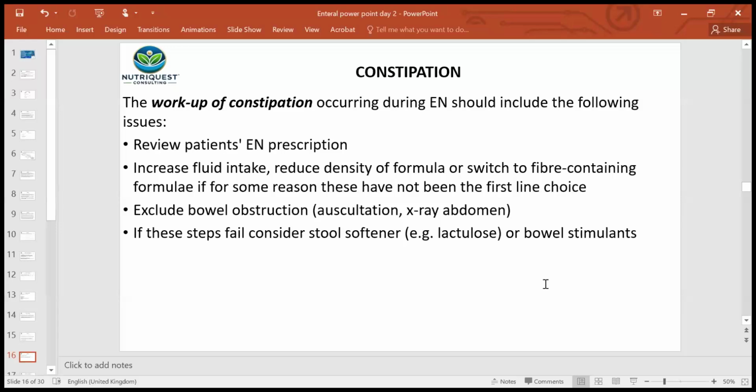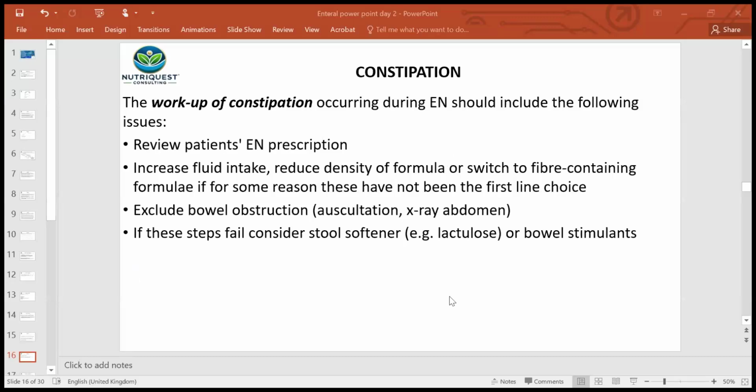Exclude bowel obstruction. This you can do through auscultation. When you have the stethoscope, by the way, do we know how to use stethoscopes to check bowel sounds? Anybody? Yes, we can do that. You can auscultate the abdomen comfortably. Great. Nice. So you make sure that you are able to really do it right, so that you can hear the bowel sounds.